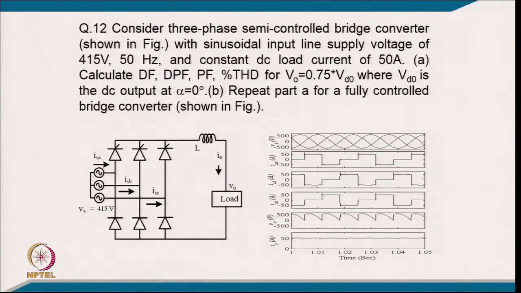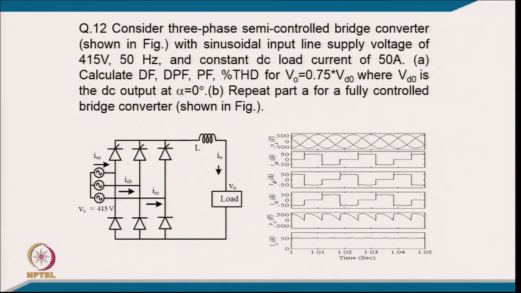Coming to example number 12, consider the 3-phase semi-controlled bridge converter shown here with sinusoidal input supply line voltage of 415 volt, 50 hertz, and constant DC current of 50 ampere. Calculate the distortion factor, displacement factor, power factor, and total harmonic distortion for V output equal to 0.75 VD0, where VD0 is the output voltage at alpha equal to 0. Repeat part A for a fully controlled converter.